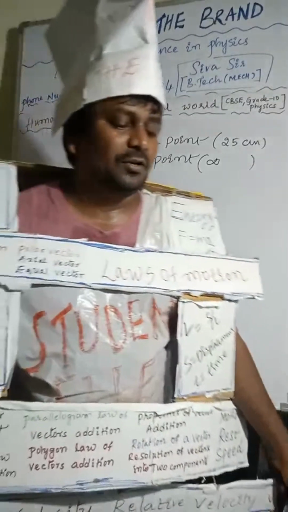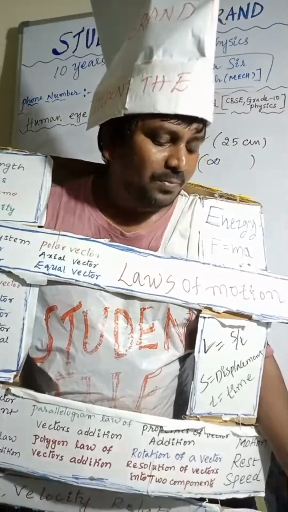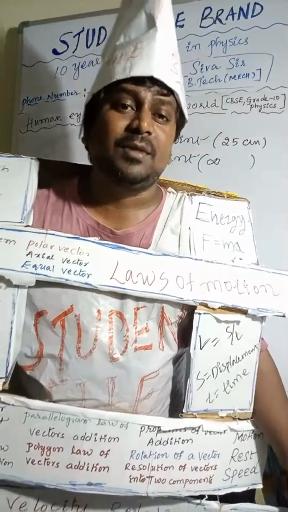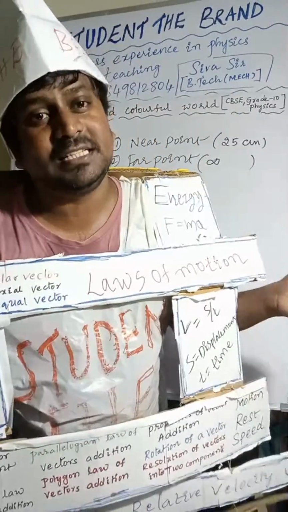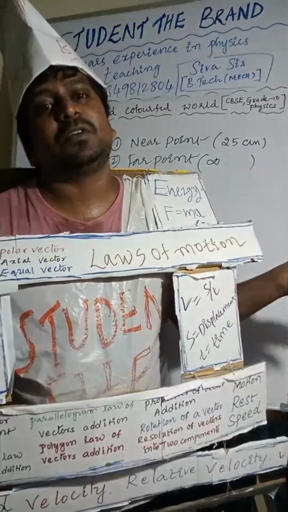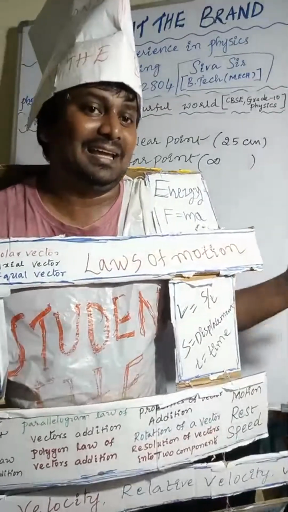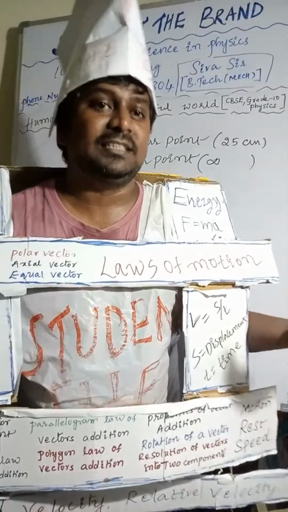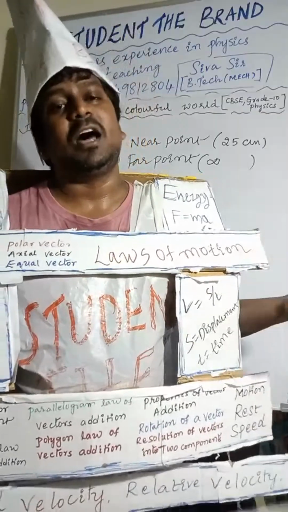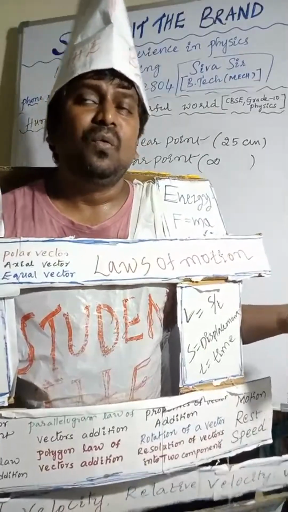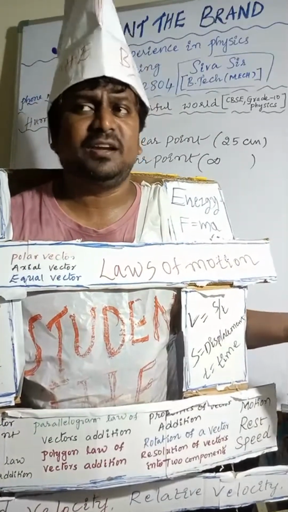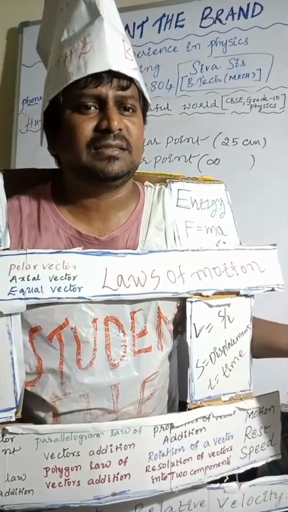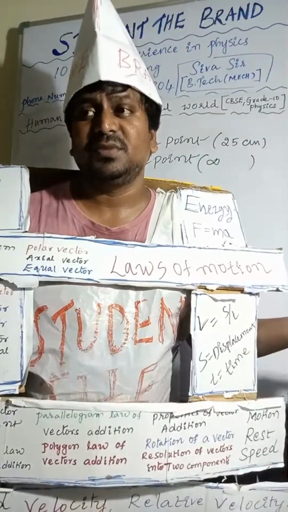Coming to the far point. What is the far point? It is the maximum distance up to which the person can see clearly without any strain or pain. Far point is infinity for a normal healthy person. So everything is fine: the person can see near distance, and also far distance objects.